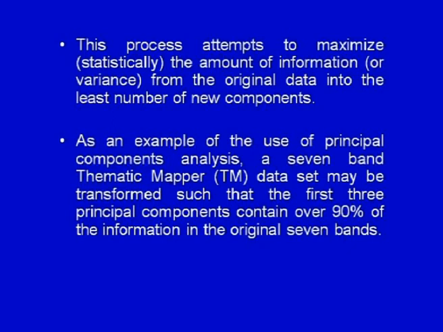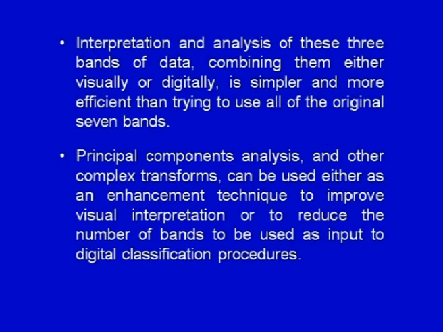This process attempts to maximize statistically the amount of information, or variance, from the original data into the least number of new components. As an example, a 7-band Thematic Mapper (TM) data set may be transformed such that the first 3 principal components contain over 90% of the information in the original 7 bands. Interpretation and analysis of these 3 bands, combining them either visually or digitally, is simpler and more efficient than trying to use all 7 original bands. Principal component analysis and other complex transformations can be used either as an enhancement technique to improve visual interpretation or to reduce the number of bands used as input to digital classification procedures.